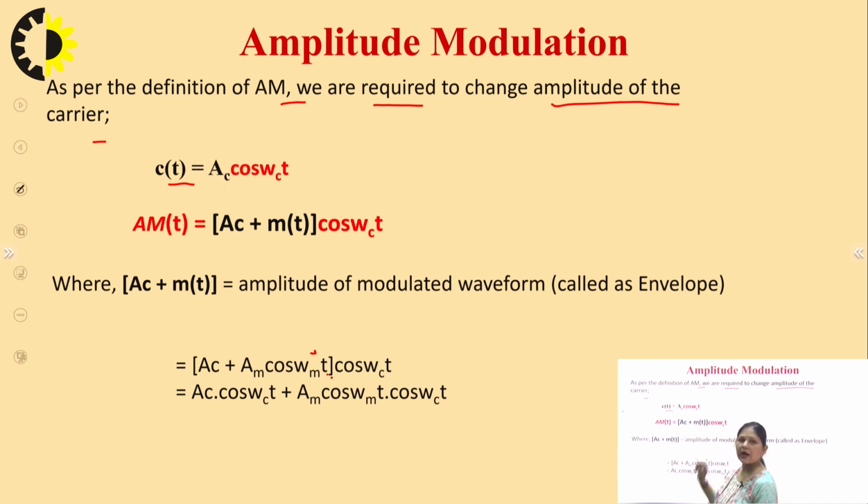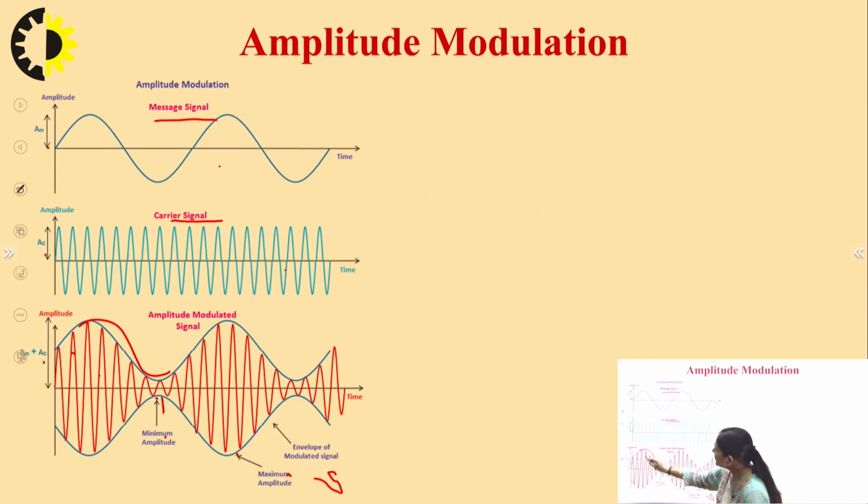Now, what will be the amplitude of the modulated signal? That will be equal to Ac, the amplitude of the carrier, plus m(t), where m(t) was the message signal. As the message signal is not constant and is varying continuously, we had seen Am cos omega m t. So the instantaneous amplitude of the modulated signal will be the carrier amplitude plus the instantaneous message signal. What will be the frequency? The frequency of this signal is equal to the frequency of the carrier.